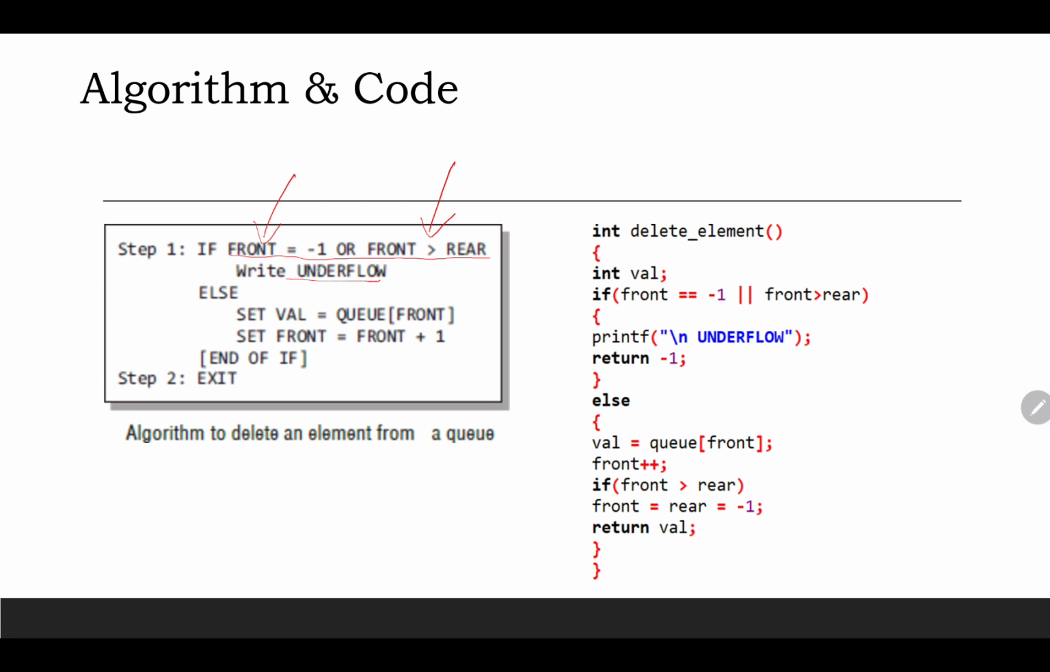Then if both the conditions are false, we assign to the value the value of Q of front. Then we increment the front value. Okay, so this is about the deletion.